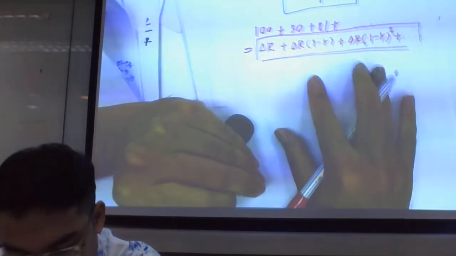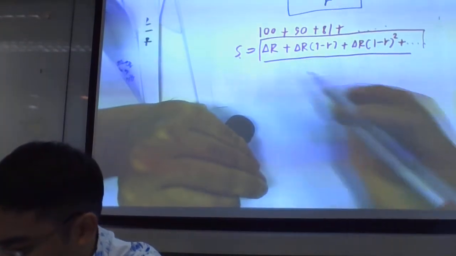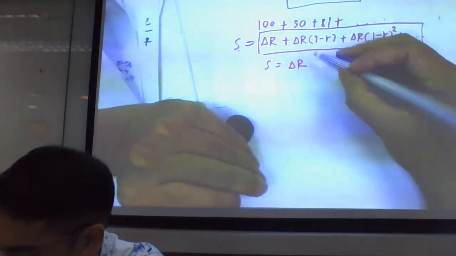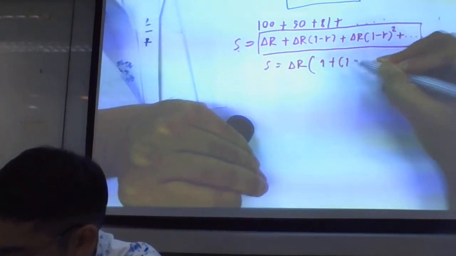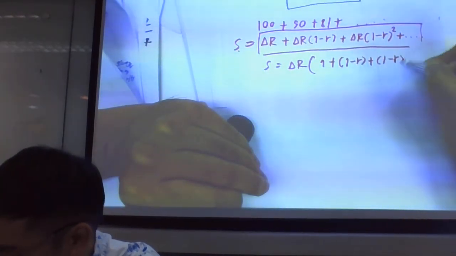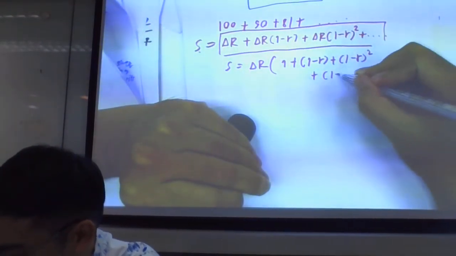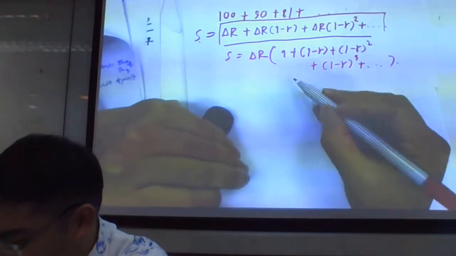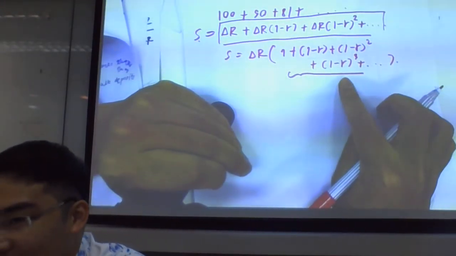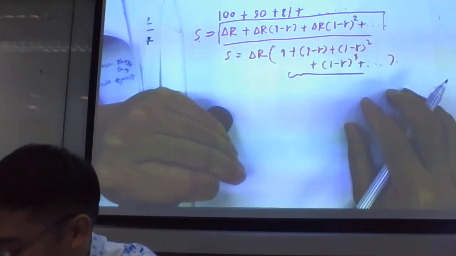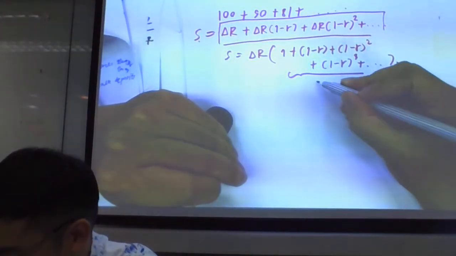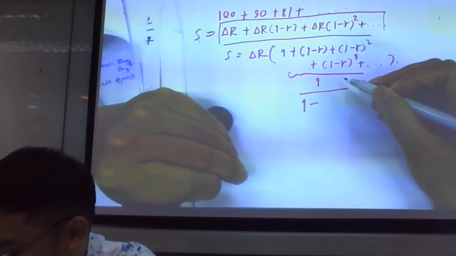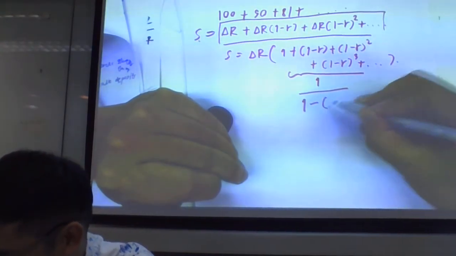Suppose that this sum, I set it equal to S. S here equals delta R, I just pull it out, times (1 plus (1 minus R) plus (1 minus R) squared plus (1 minus R) to the power of 3 plus...). Okay. This is the geometric series. And from mathematics, you know that this equals 1 over 1 minus the common ratio here, which is 1 minus (1 minus R).